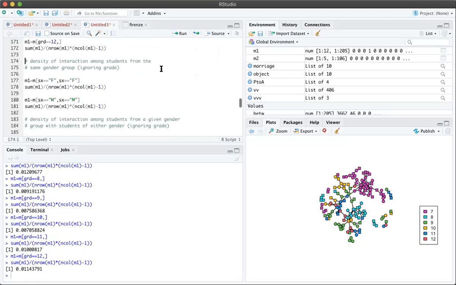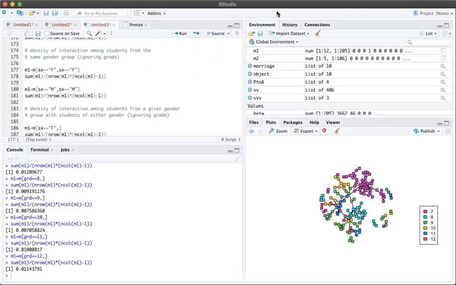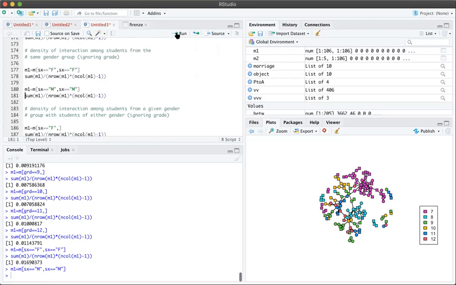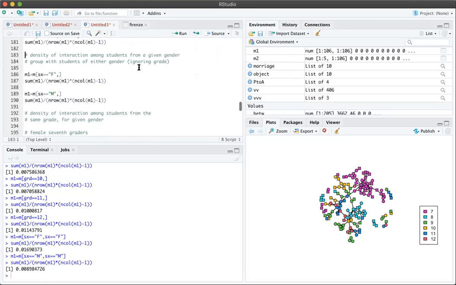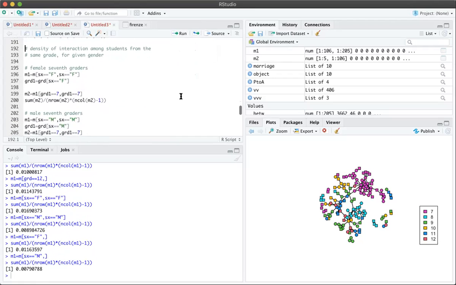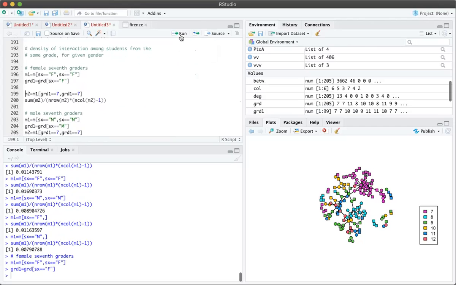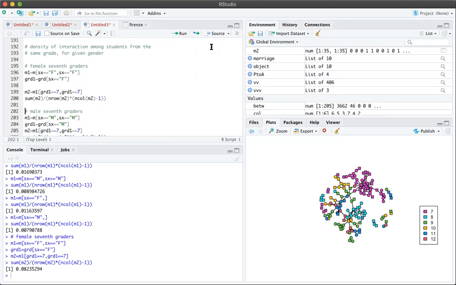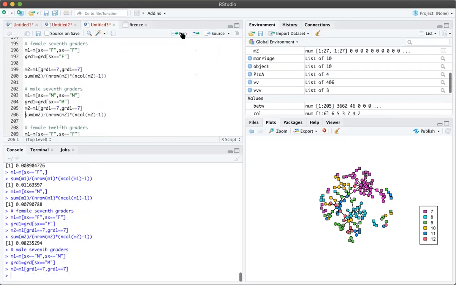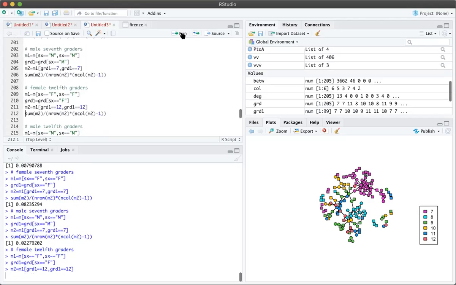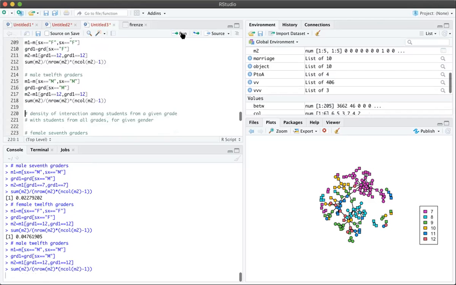The density of interaction among students from the same gender group, ignoring the grade. And now we do the density of interaction among students from a given gender group with students of either gender, ignoring their grade. Then we do the density of interaction among students from the same grade for a given gender. First, we look at the female 7th graders, then the male 7th graders, the female 12th graders, the male 12th graders.